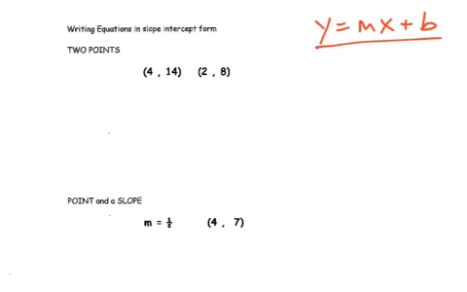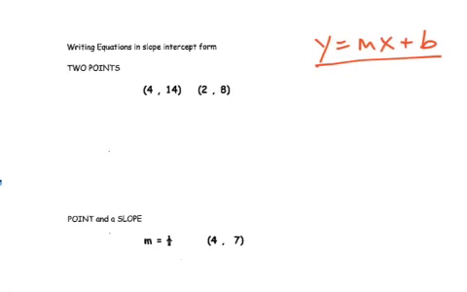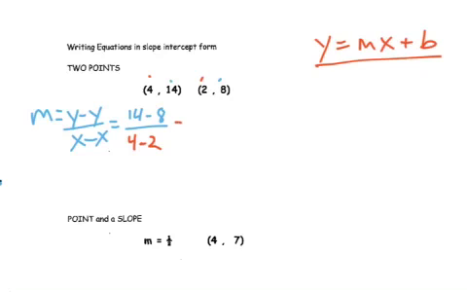If I'm given 2 points, I can find the m, and I can do that by using one of the formulas. It's actually on your formula sheet for the PSSAs. So m equals y minus y over x minus x. I just get my y values here, 14 and 8. So I'm going to have 14 minus 8 over my x values. There's my x, 4 minus 2. So 14 minus 8 is 6. 4 minus 2 is 2. 6 divided by 2 is 3. So in this case, my m is 3.